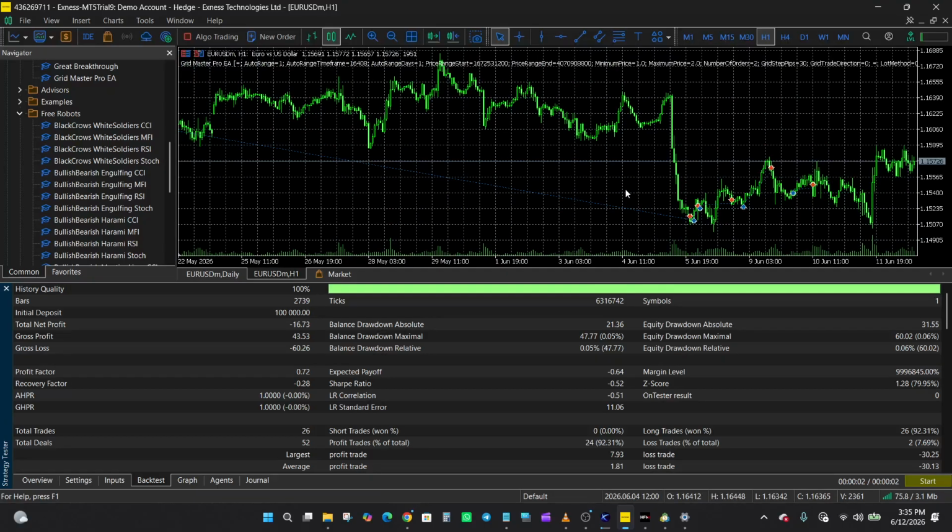But overall, the Gridmaster Pro appears to offer a comprehensive set of grid trading tools combined with extensive customization, monitoring features, and risk controls. The flexibility provided through its grid configuration, auto-range functionality, trade management options, and daily limits gives traders plenty of room to tailor the system to their own approach. As always, make sure to test thoroughly on a demo account, optimize the settings carefully, and evaluate the historical performance before considering any live deployment.